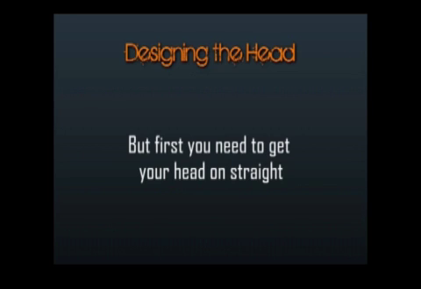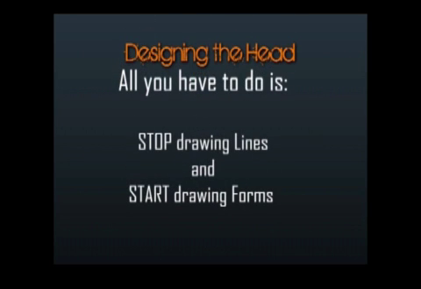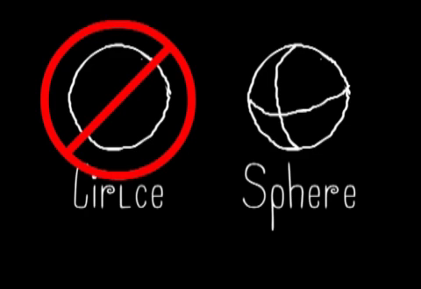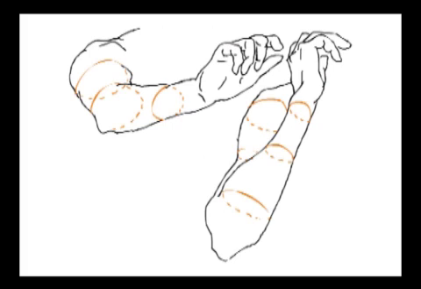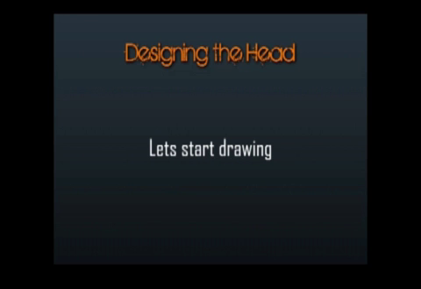And this is something that I'm going to repeat over and over throughout this course because it's that important. It's also very simple. All you have to do is stop drawing lines and start drawing forms. In other words, you don't draw circles, you draw spheres. An arm is not made up of two lines, it is a cylinder modified to look like an arm. So, keeping that in mind, let's move on to the part where we actually get to draw.